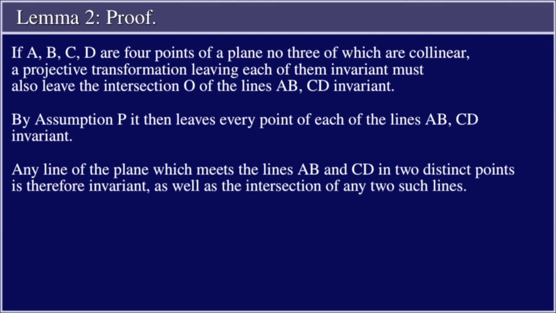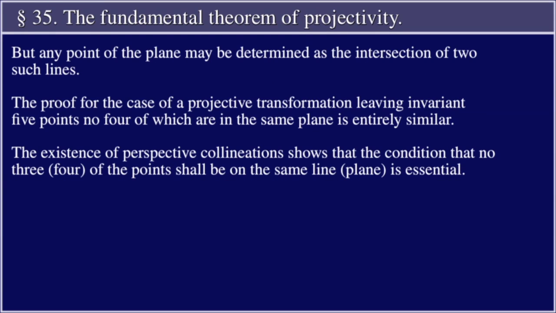Proof. If A, B, C, D are 4 points of a plane, no 3 of which are collinear, a projective transformation leaving each of them invariant must also leave the intersection O of the lines AB, CD invariant. By assumption P, it then leaves every point of each of the lines AB, CD invariant. Any line of the plane which meets the lines AB and CD in two distinct points is therefore invariant, as well as the intersection of any two such lines. But any point of the plane may be determined as the intersection of two such lines.